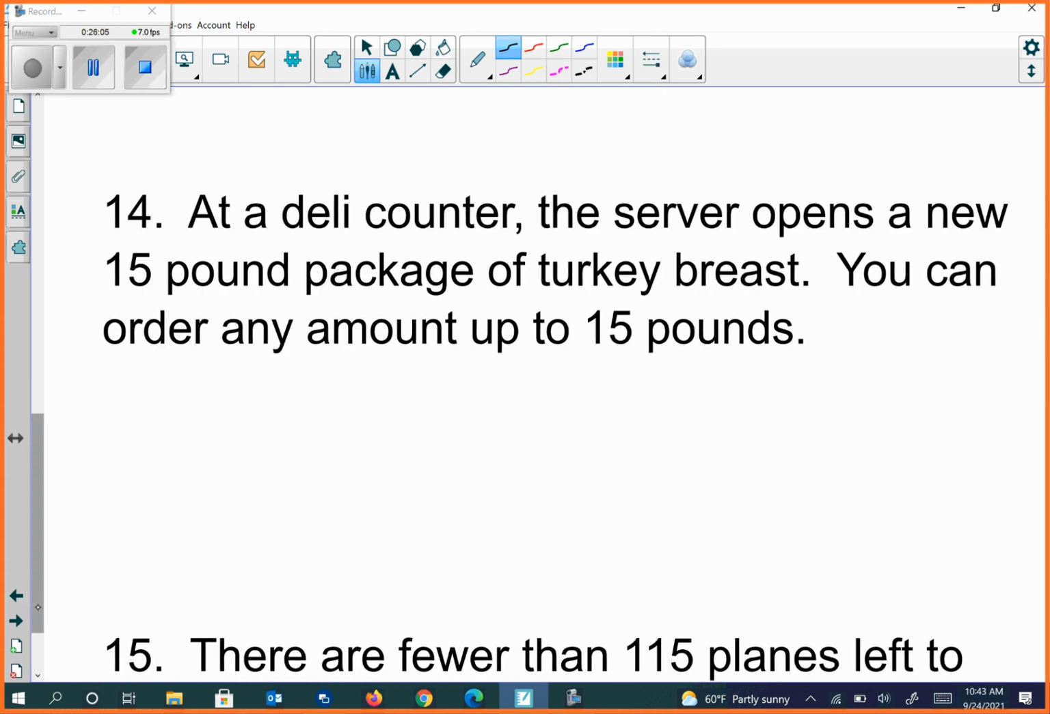At a deli counter, the server opens a new 15-pound package of turkey breast. You can order any amount up to 15 pounds. Can you order no pounds of turkey? Yeah, you could get ham or bacon or something. So we can have 0 pounds of turkey, and I can go up to 15 pounds. Would I include 15?